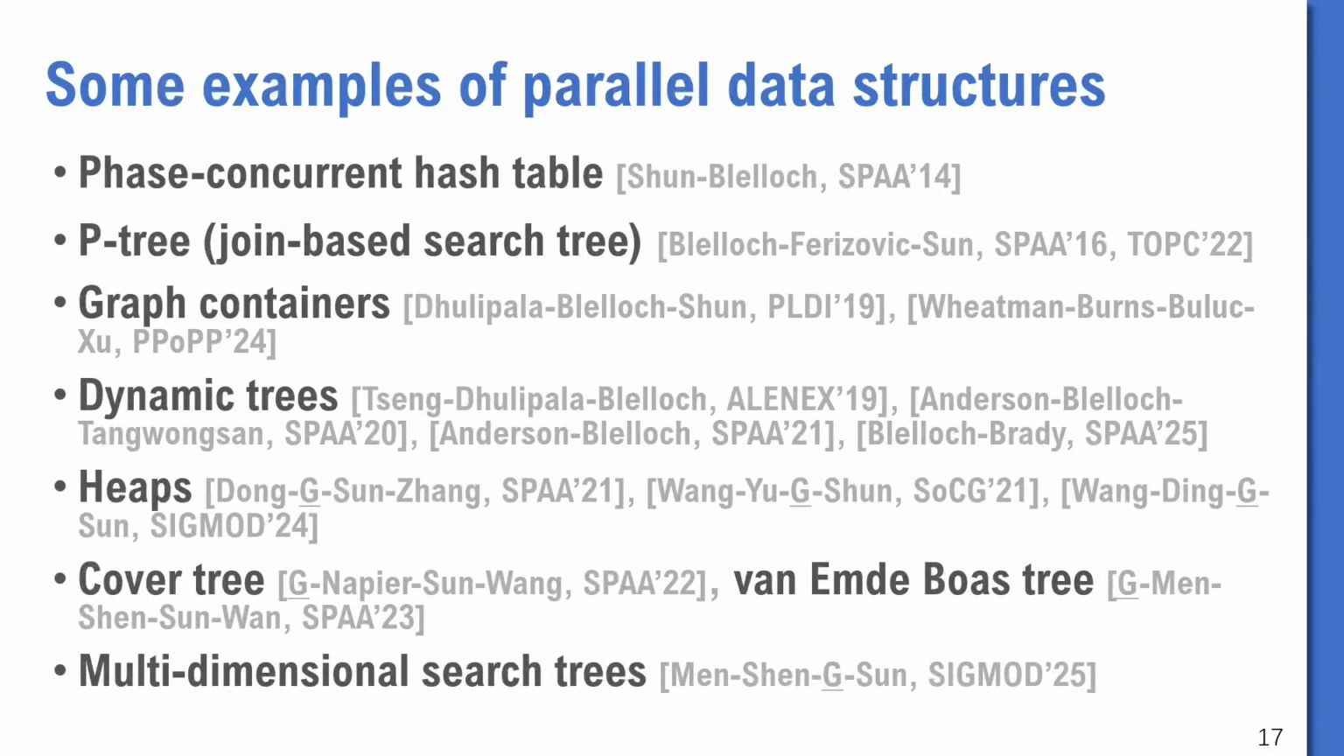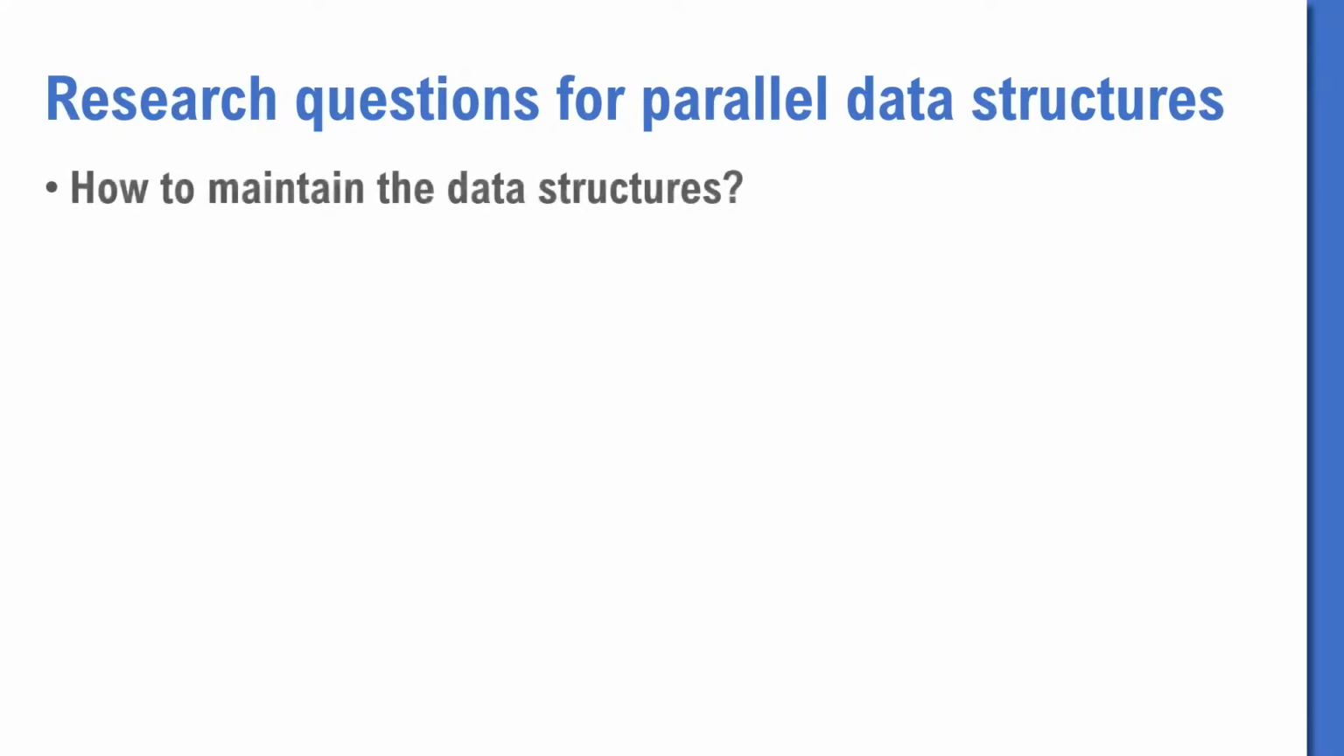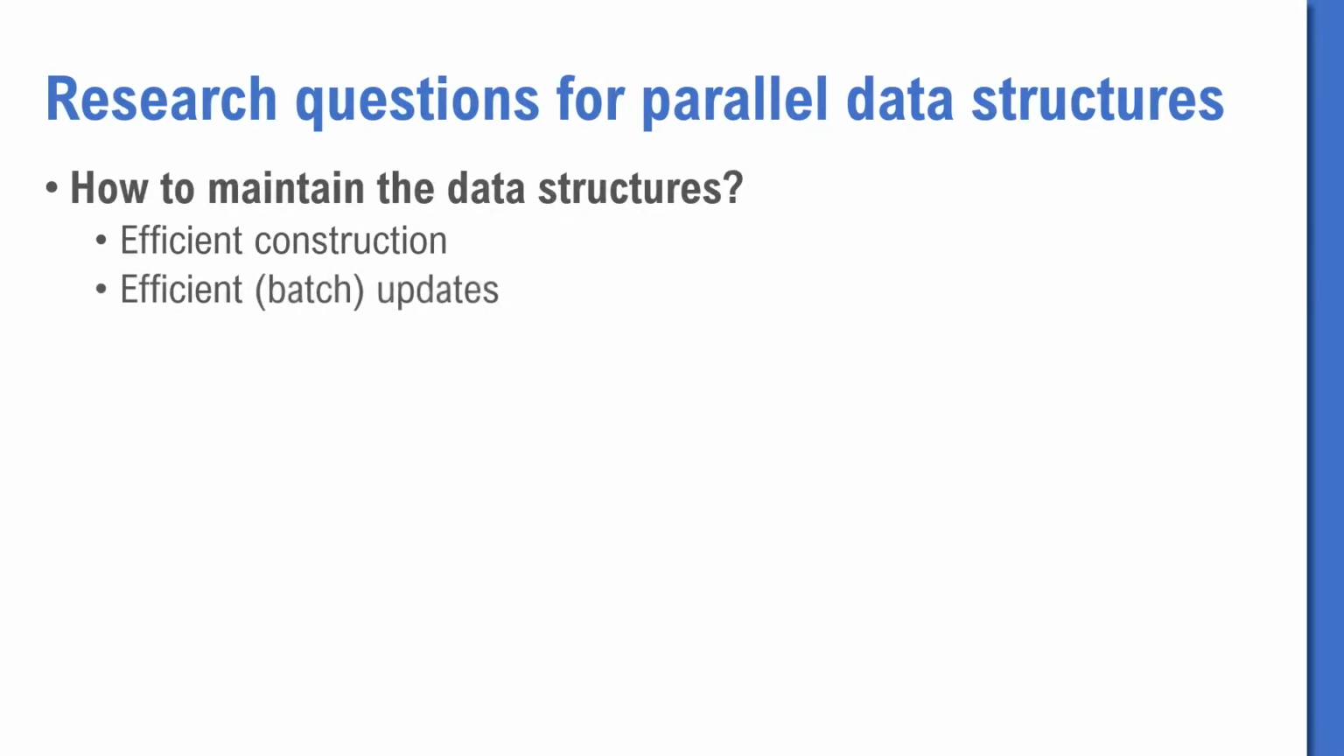But before that, let me have a recap again. What are we doing? We're designing parallel data structures with these parallel algorithms. We want to explicitly answer how to maintain a data structure. For example, how to efficiently construct a binary search tree or a KD tree or whatever, and then how to efficiently batch update them. And by efficient here, we mean work, span, I/O, space, all these classic measures, and also history independence.